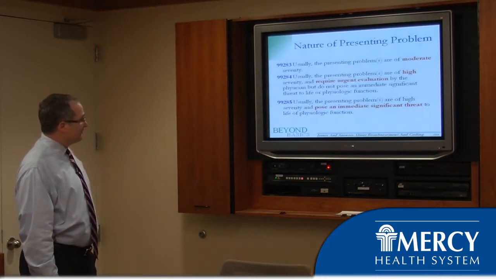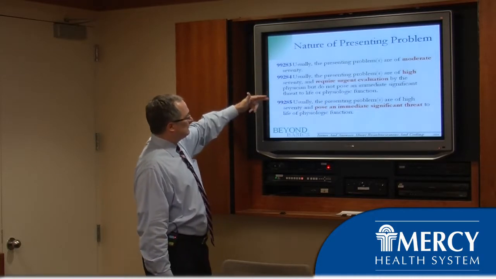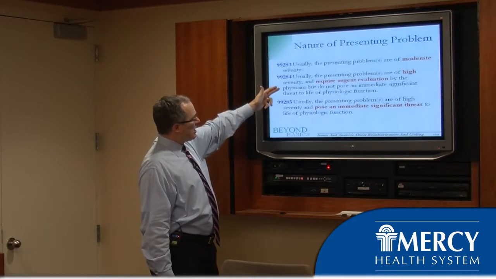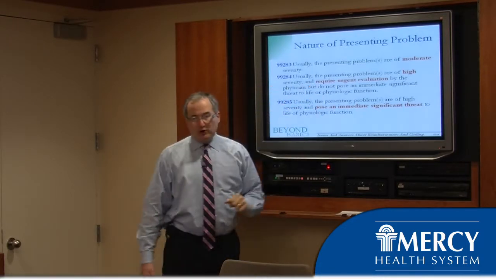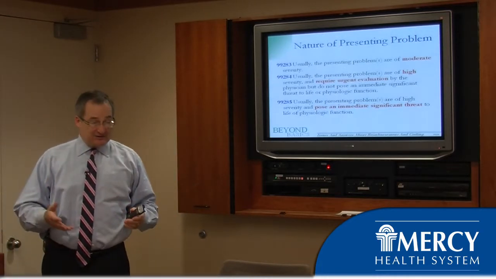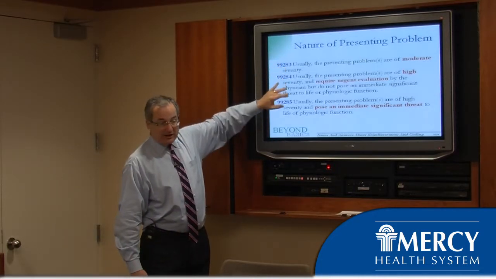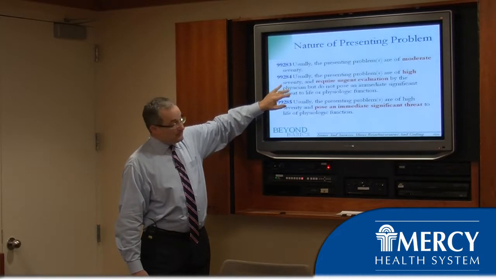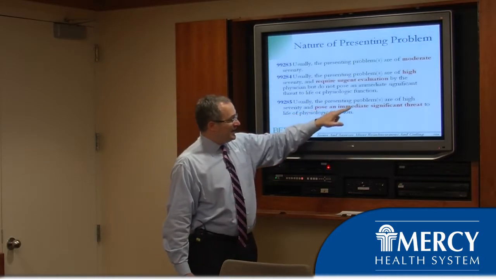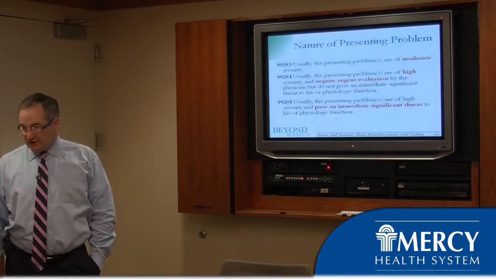Here are the various levels of complexity in the nature of the presenting problem for the emergency visit level. Level 3s are moderate severity problems. Level 4 are high severity, but they don't pose a potential threat to life or physiologic function. They're higher than the mid-level issue, but they're not going to threaten anybody's life. And then finally, the level 5 presenting problem is a problem of high severity that can pose an immediate significant threat to life or physiologic function.